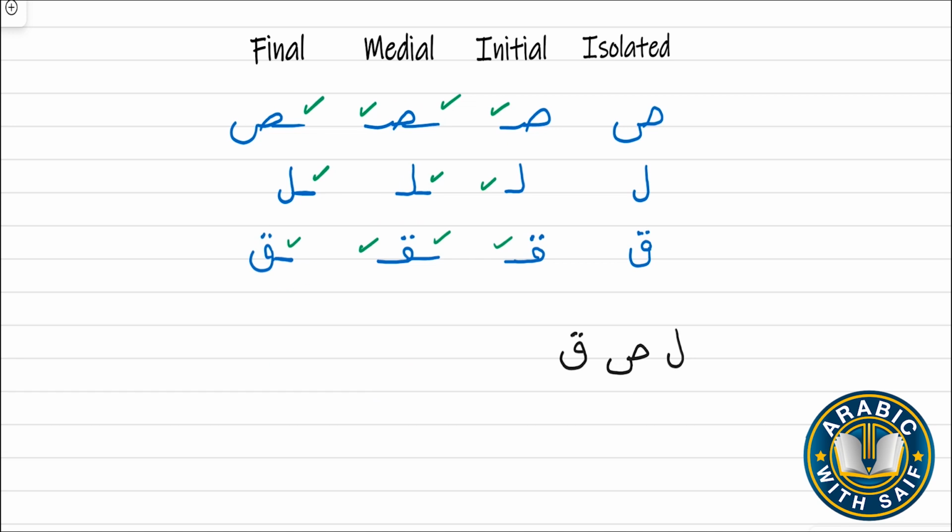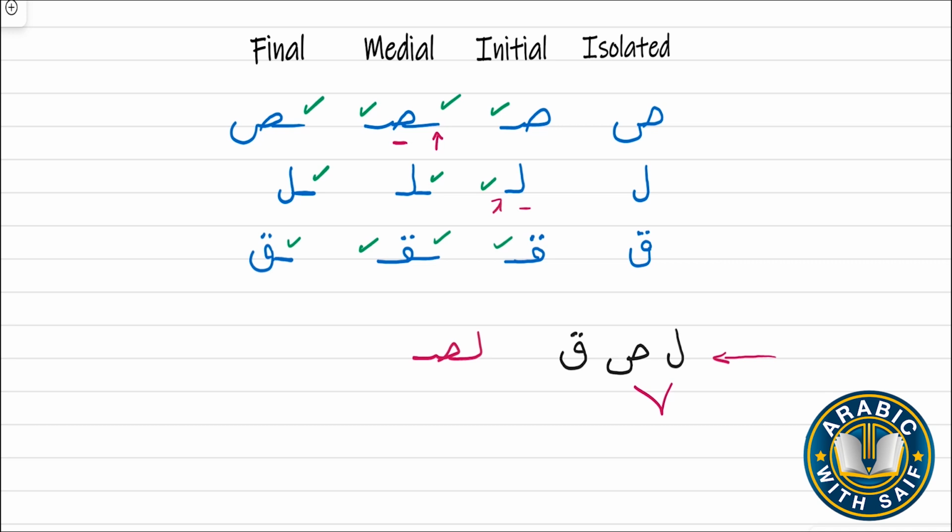Another word. Lam, sad, qaf. Let's connect these three letters. First, we will check the relation between lam and sad. If lam in the beginning of a word, it can connect to any letter after. And letter sad, middle form, can connect to any letter before. So both can be connected.